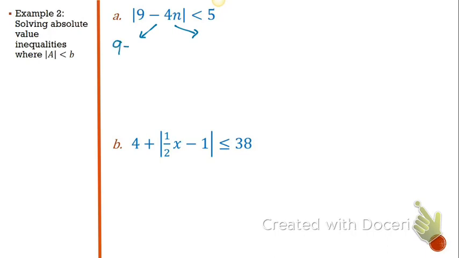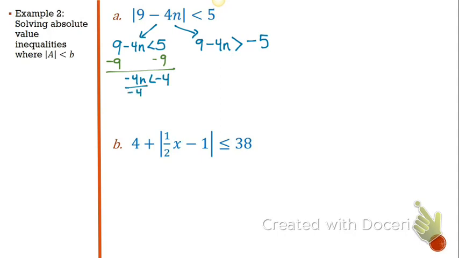So first we're going to have 9 minus 4n is less than 5. And then on the other side, 9 minus 4n, we flip the inequality because now we're going to compare it to negative 5. Now we're ready to solve. Let's begin with the constant. We're going to subtract it on both sides. Now I'm going to bring down negative 4n is less than negative 4.